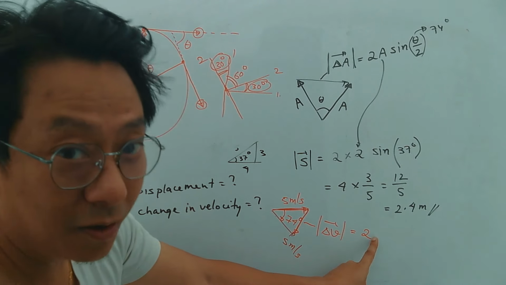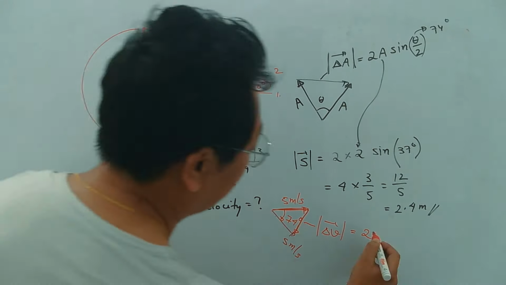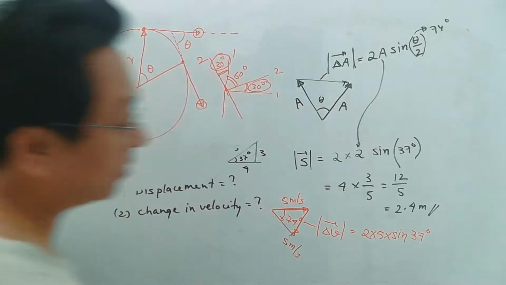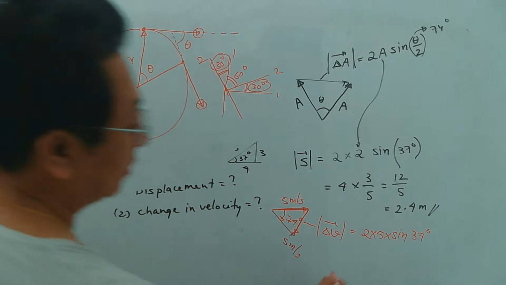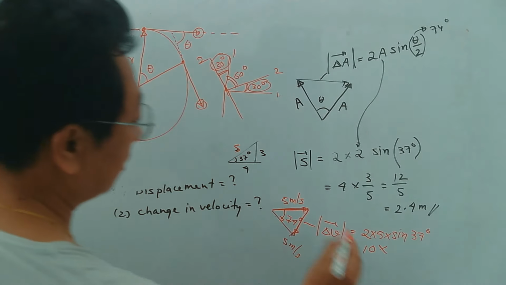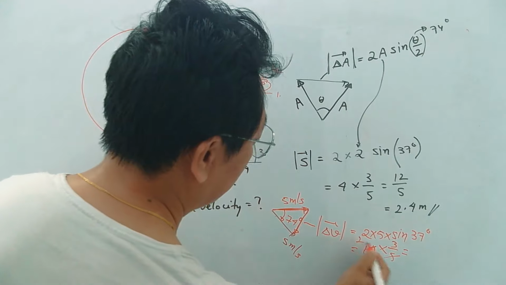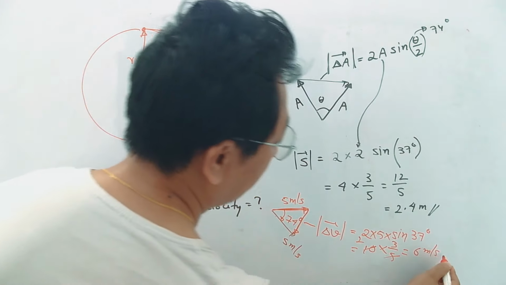So this should be v, the magnitude of v bar, which is 5, into sine of the angle, which is 74 degrees only. So 74 degrees by 2 will be 37, isn't it? So this will give you 10 into sine 37, which is 3 by 5, and that will be 5 twos are 10, 2 into 3, 6 meter per second.